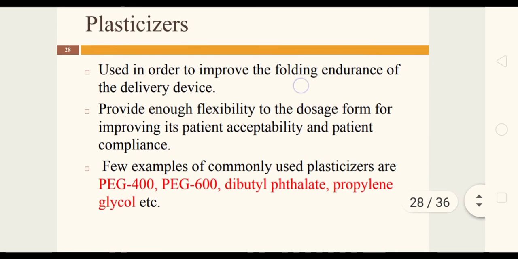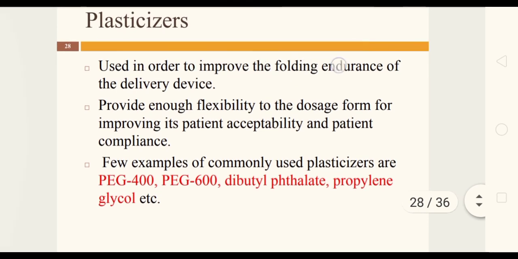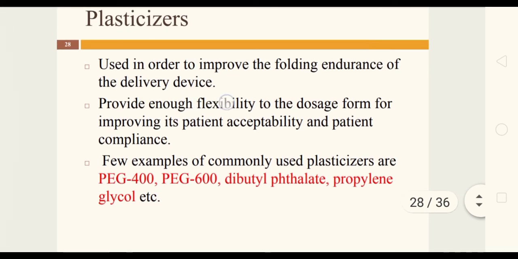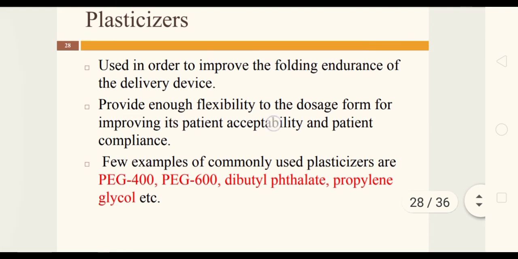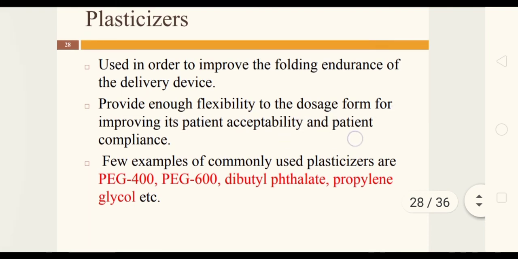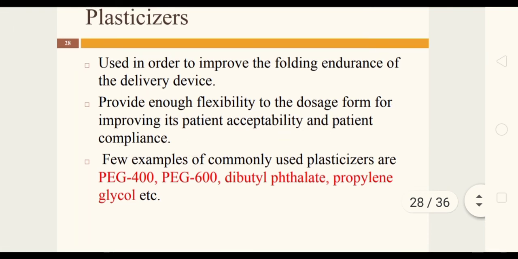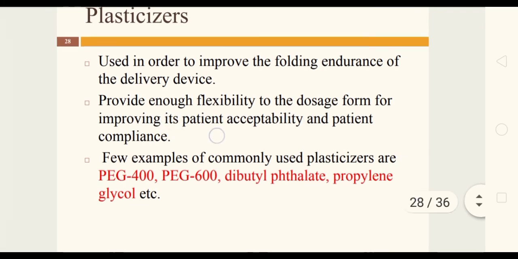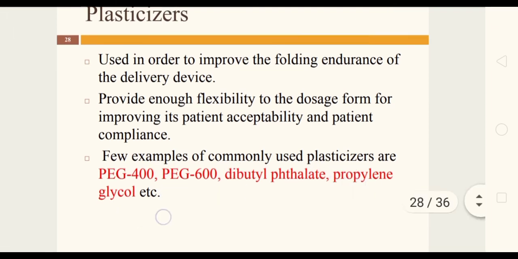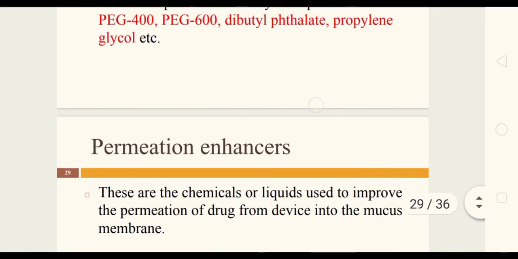Next come the plasticizers. What does the plasticizer do? They improve the folding endurance of the delivery system. In simple terms, they help fold the dosage form. They allow the dosage form to be placed comfortably in the mouth. They provide flexibility to the dosage form, improving patient acceptability and compliance. Examples of plasticizers are PEG 400, PEG 600, dibutyl phthalate, and propylene glycol.